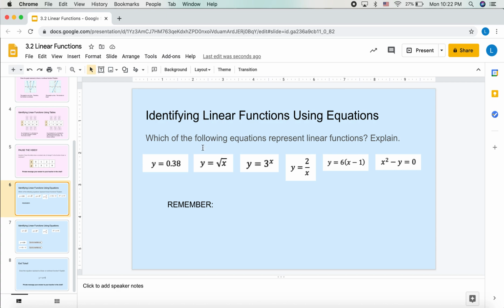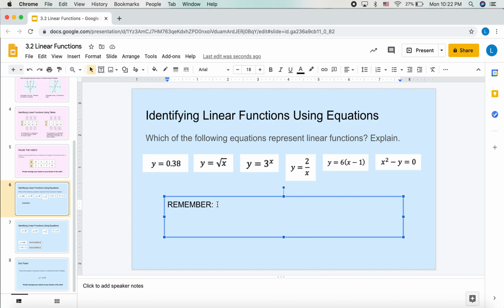So our question here is, which of the following equations represent linear functions, and explain. So we have these 6 functions right here: y equals 0.38, y equals the square root of x, y equals 3 to the x power, y equals 2 over x, y equals 6 times (x minus 1), and x squared minus y equals 0.